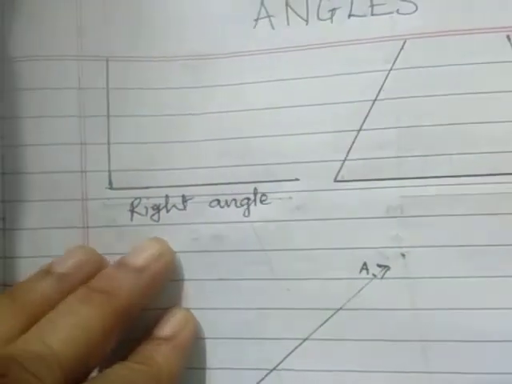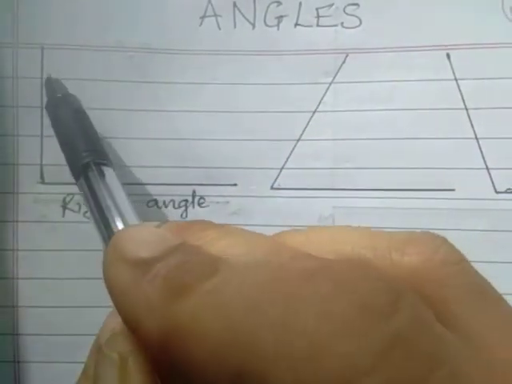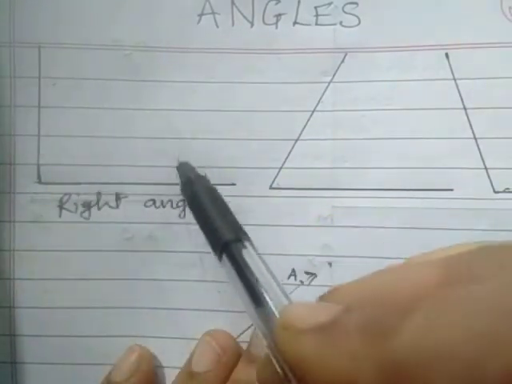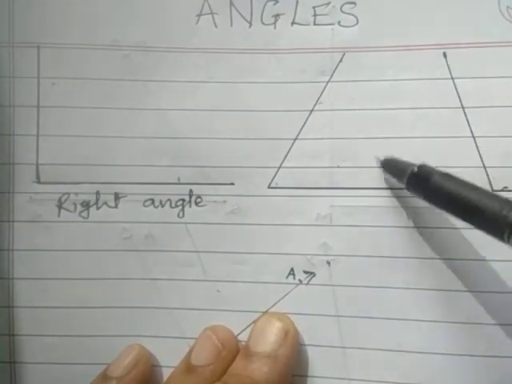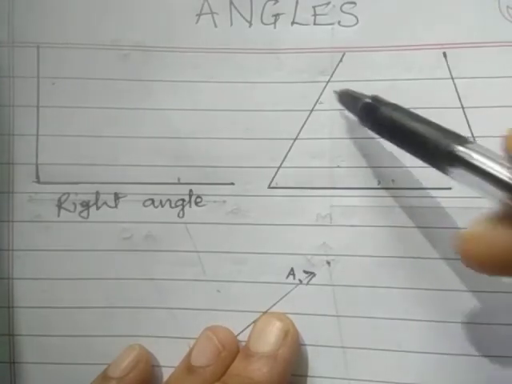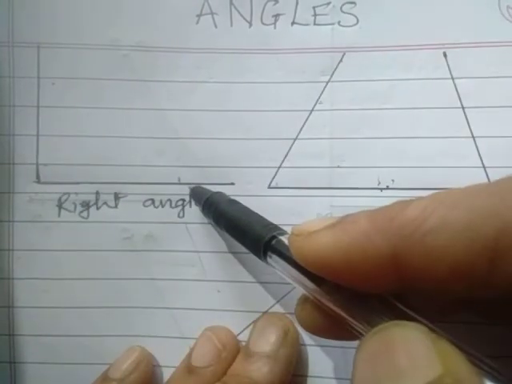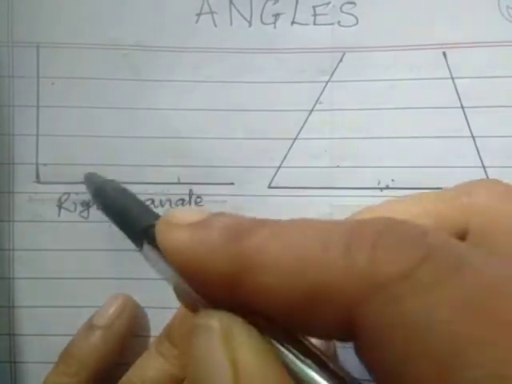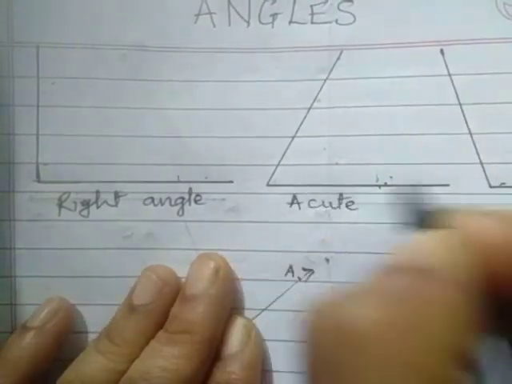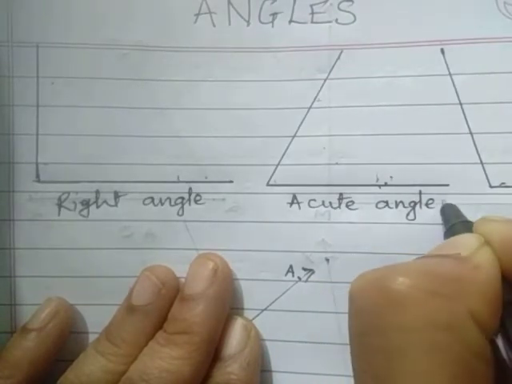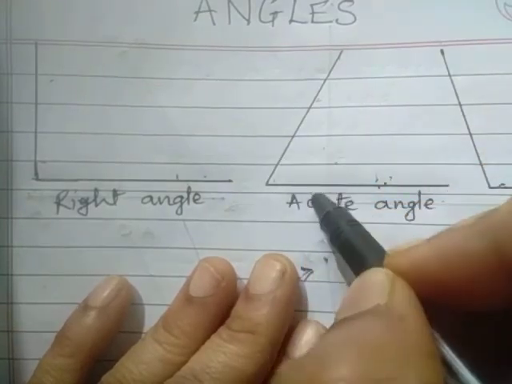Let us proceed with the next one. Now, you can see that over here the space of the angle was large as compared to this. So the space over here which is occupied by this angle is less, and therefore it is less than right angle. And the angles which are less than right angles are also called as acute angles. So this is an acute angle.